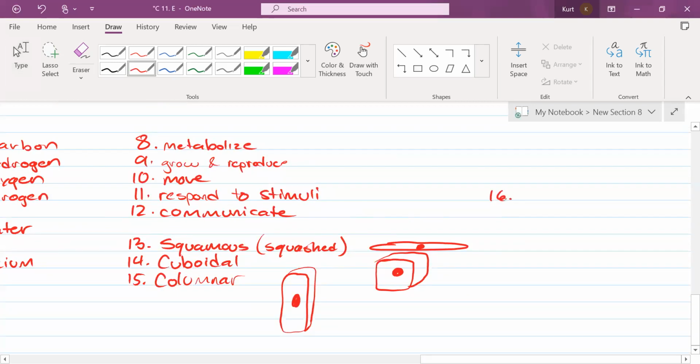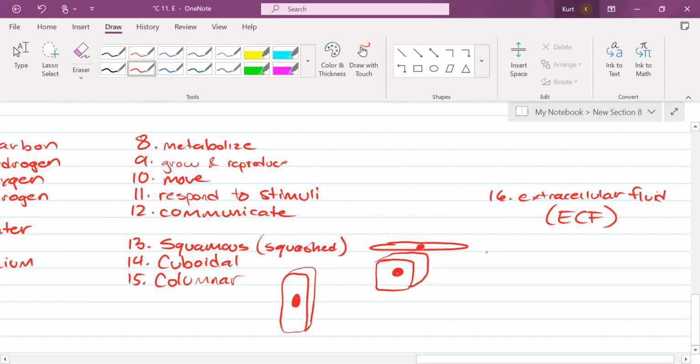16. Name the fluid similar to seawater that surrounds and bathes all body cells. It's going to be called extracellular fluid. This is the fluid that's beyond your cells, outside your membranes.